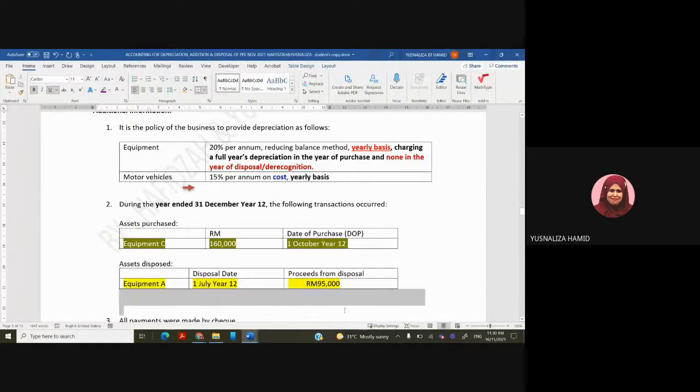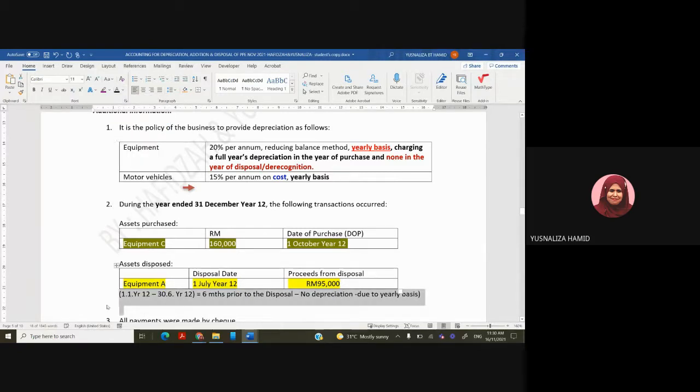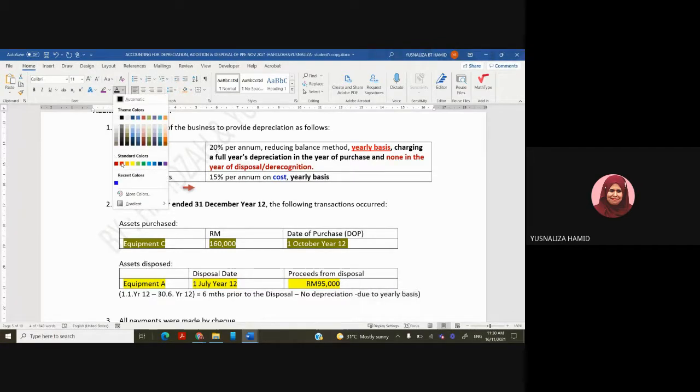So for 1st of July, year 12, what happened is that there will be no depreciation from 1st of January, year 12, until 30th June, year 12. Why? This is because of yearly basis. Due to yearly basis, there will be no depreciation in the year of disposal. There is no depreciation in the year of disposal.